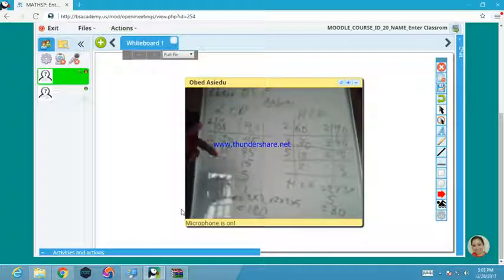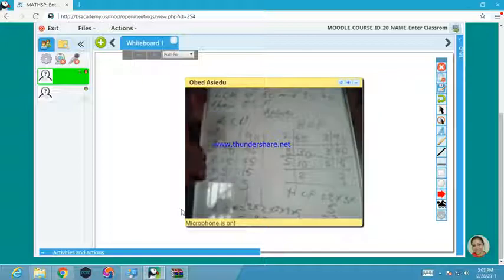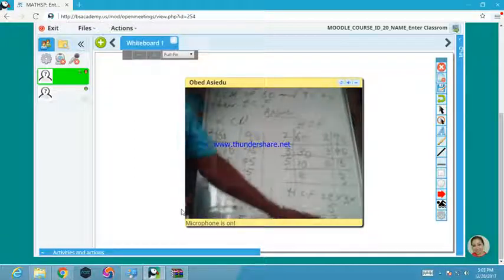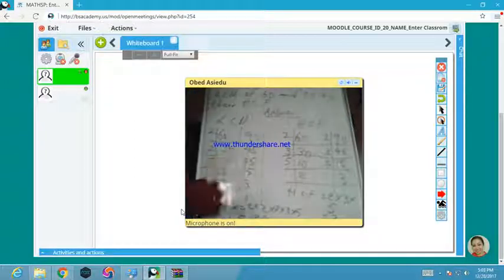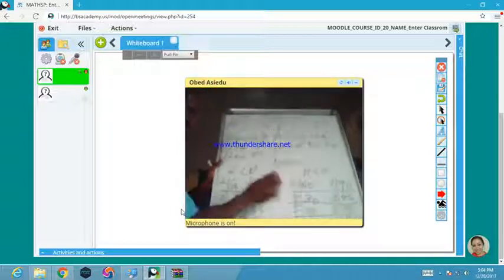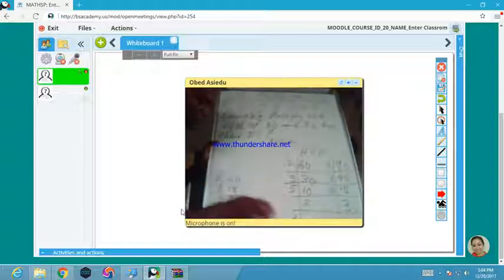Now the question says multiply the LCM of 60 and 90 by their HCF. So what are we going to multiply? We're going to multiply 180 by 30. So we are multiplying 180 times 30. We're going to work that out.